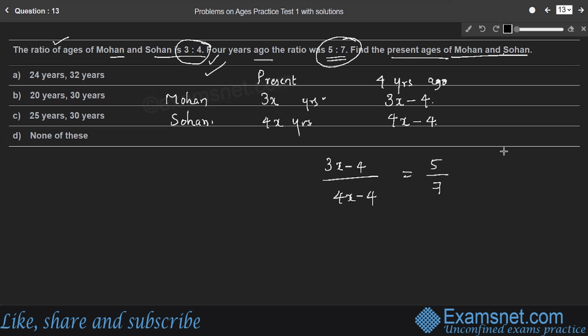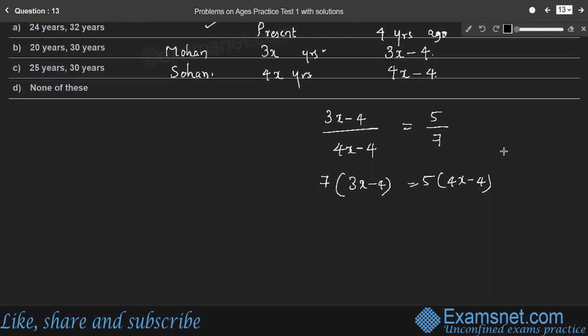So we need their present ages. For that, we need the value of x, right? So find the value of x. 7 into 3x minus 4 is equal to 5 into 4x minus 4. Right? 7 into 3, which is 21x minus 28 is 20x minus 20. So 21x minus 20x is minus 20 plus 28. Hence the value of x is 8.